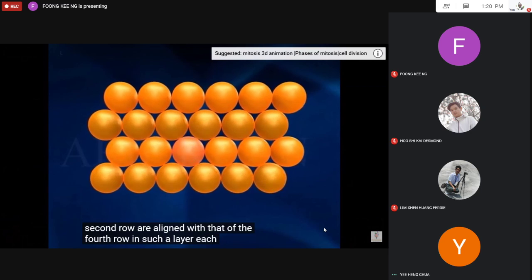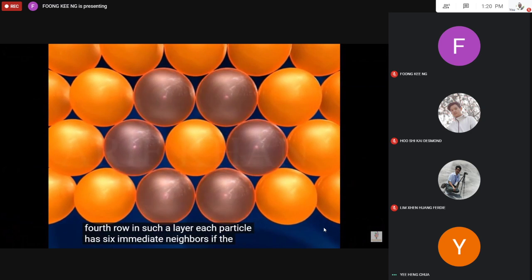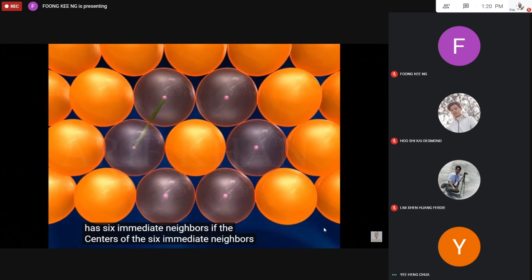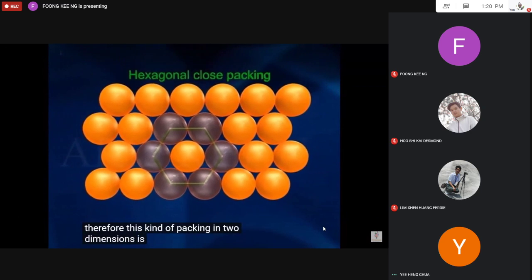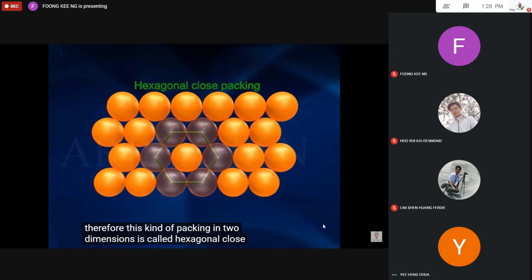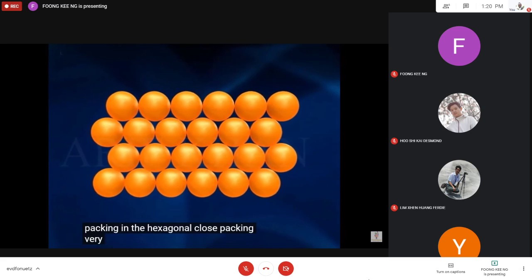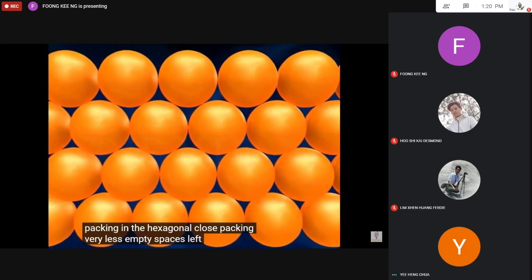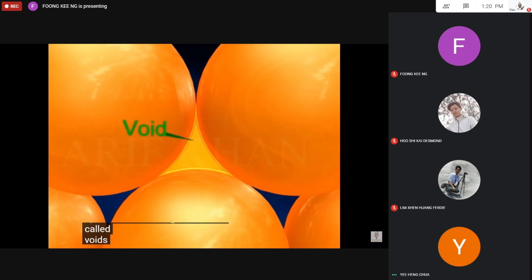In such a layer, each particle has 6 immediate neighbors. If the centers of the 6 immediate neighbors of a particle are joined, a regular hexagon is formed. Therefore, this kind of packing in 2 dimensions is called hexagonal close packing. In the hexagonal close packing, very less empty space is left. The empty spaces left are triangular and are called voids.